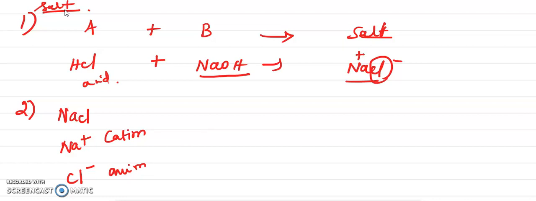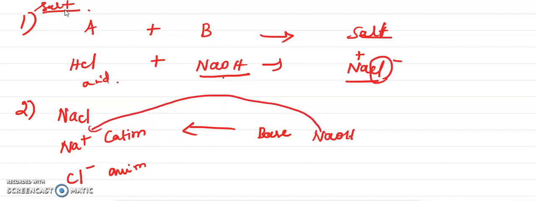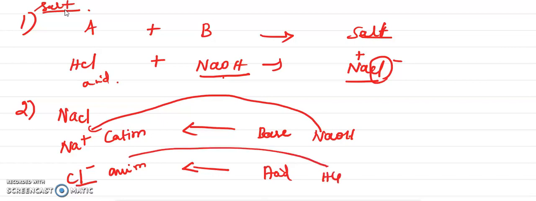This cation, that is the positive ion in the salt, always comes from the base. Base here means NaOH, so this Na comes from the base only. Let's check with the acid: this Cl minus comes from the acid only, that means HCl. So this is the way the salt has formed.